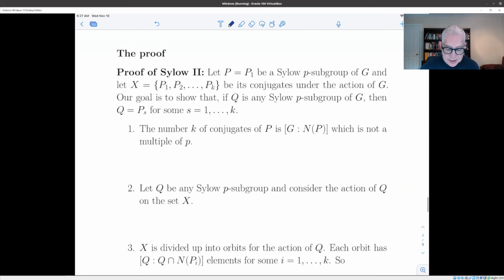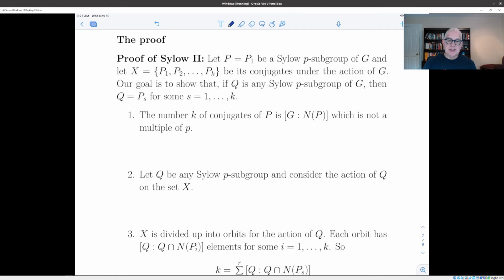Now we can actually use what we've got here to prove Sylow's second theorem. So we have a Sylow P subgroup, let's call it P1, of G. And we look at its conjugates, and we assume there are K conjugates, P1 up to Pk. And now we take another Sylow P subgroup. We don't know where we got it, we just picked it. It's somewhere out there in G. And what we want to show is that this Sylow P subgroup occurs in this list somewhere.